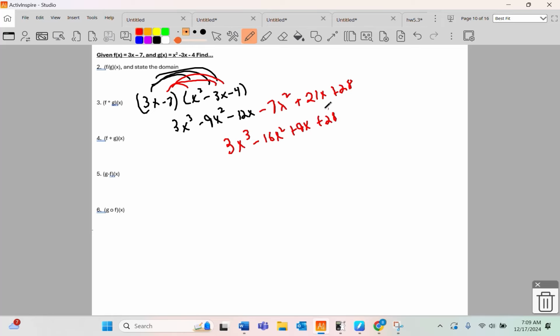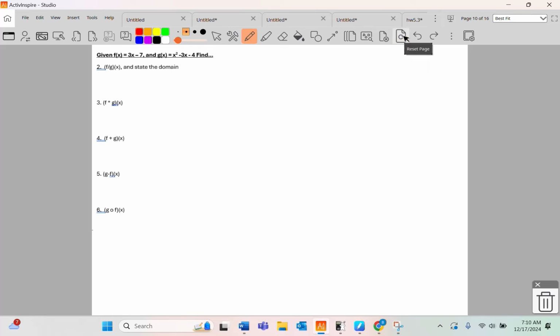Number 4 is legit f plus g. You don't have to wrap when you do addition. It's just not going to gain you anything. So if we focus on standard form and like terms, there's an x squared. 3x minus 3x is nothing. -7 minus 4 is minus 11. Ta-da!